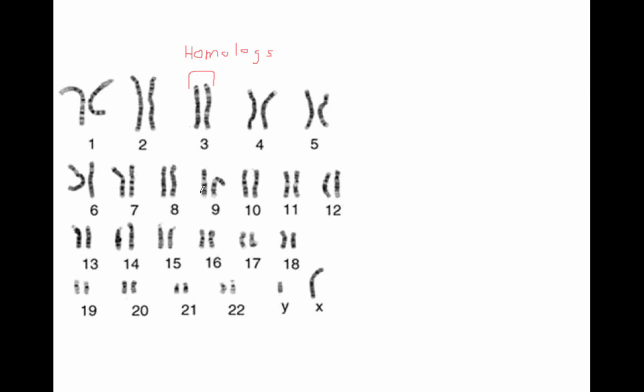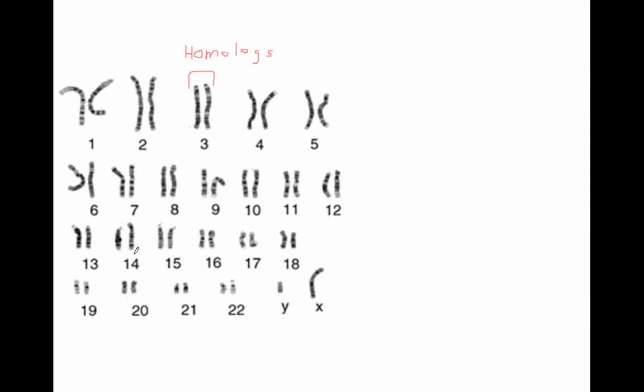We also notice that there are not any extra chromosomes. For instance, we don't see an extra chromosome 8 here. We see the same number of chromosomes. We also don't see any chromosomes missing. We don't see only one chromosome 8 or only one chromosome 14.